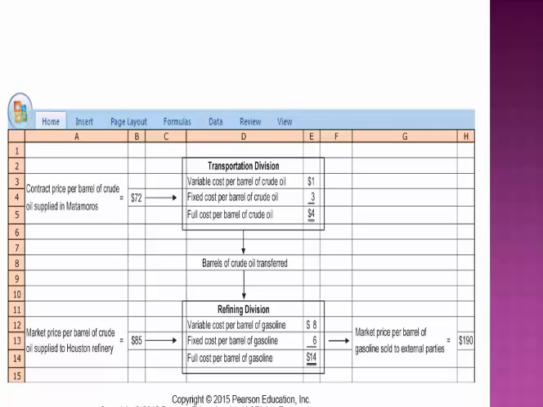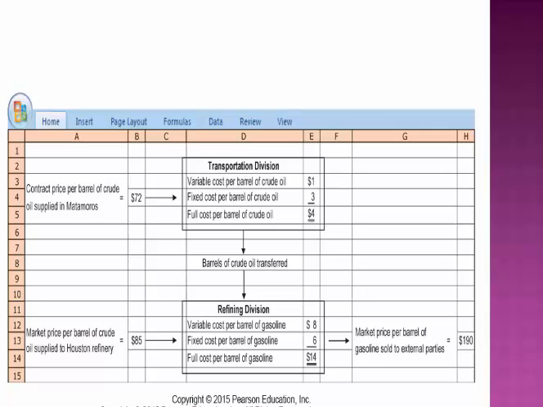So what we want to know is, when the transportation division sells it to refining, what dollar amount are we going to set for the selling price? We're going to look at 3 different ways. First, the market price, which we can see is $85. It is already set by the other parties involved in the buying and selling of crude oil. A lot of crude oil is sold out there on the open market. It's $85, and that was easy enough to gather.